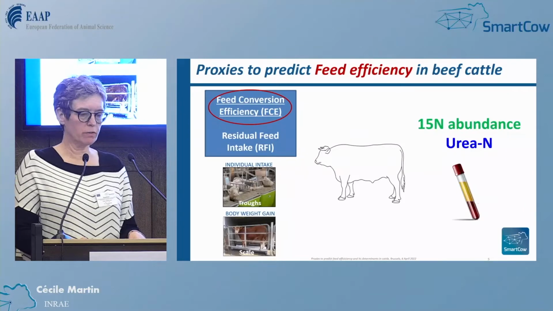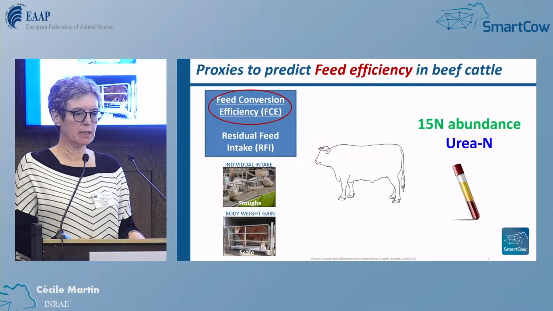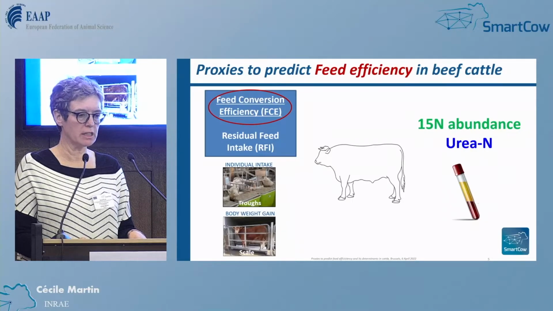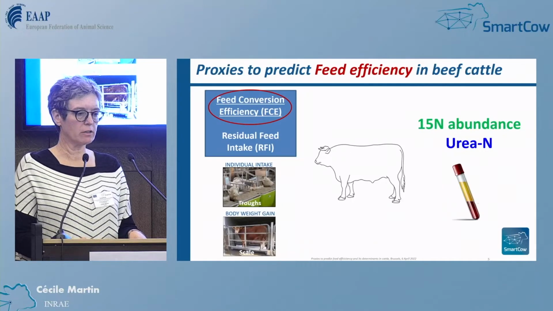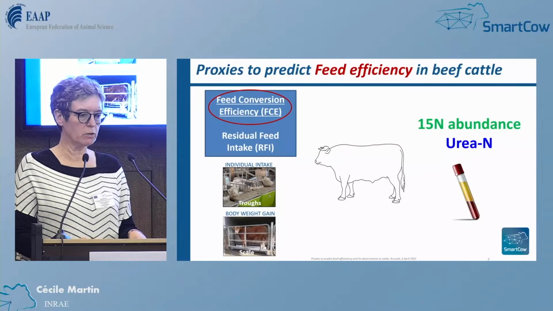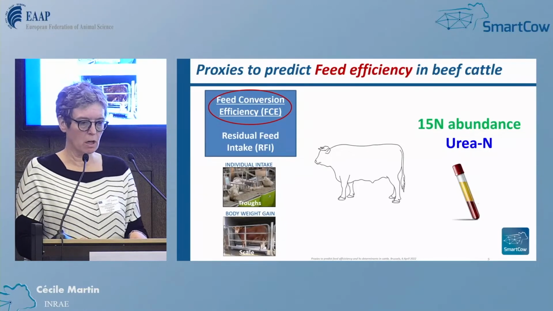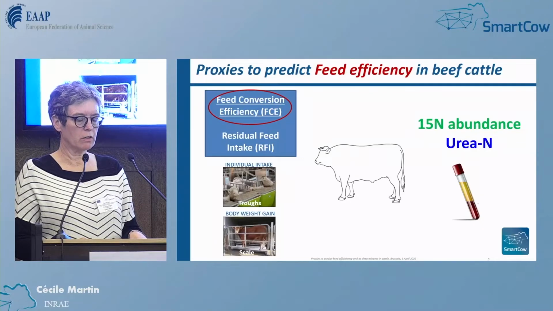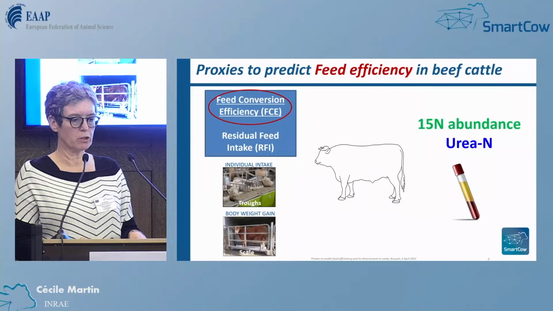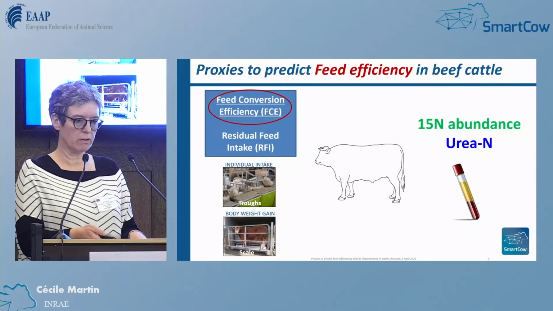So let's start with proxies to predict feed efficiency in beef cattle. You have in blue the 2 metrics to estimate feed efficiency, feed conversion efficiency and residual feed intake. Under them you have the different parameters and tools we need to make the measurements with a gold standard method. In the middle, the target animal, and on the right, the different proxies and the matrices used to predict this phenotype.